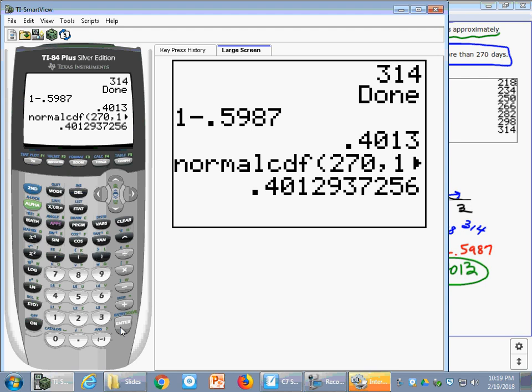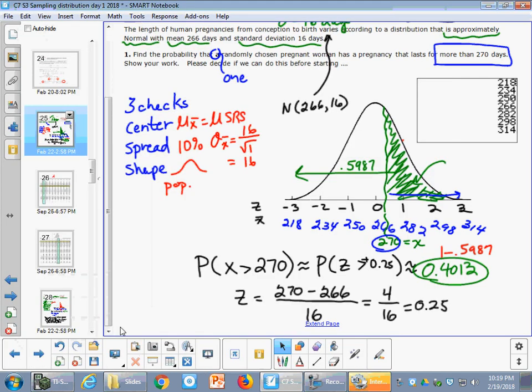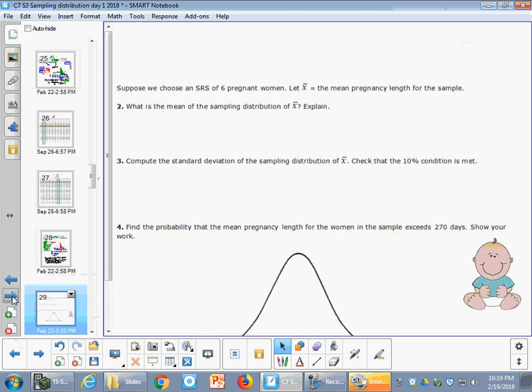I will work on that when we get back. All right, moving right along. The next part, which I think is the bottom of your worksheet, asks you to take a sample of size 6. So let's go through that real quickly. Okay, so now I want my n to equal 6 and let x bar be the mean pregnancy for the sample.